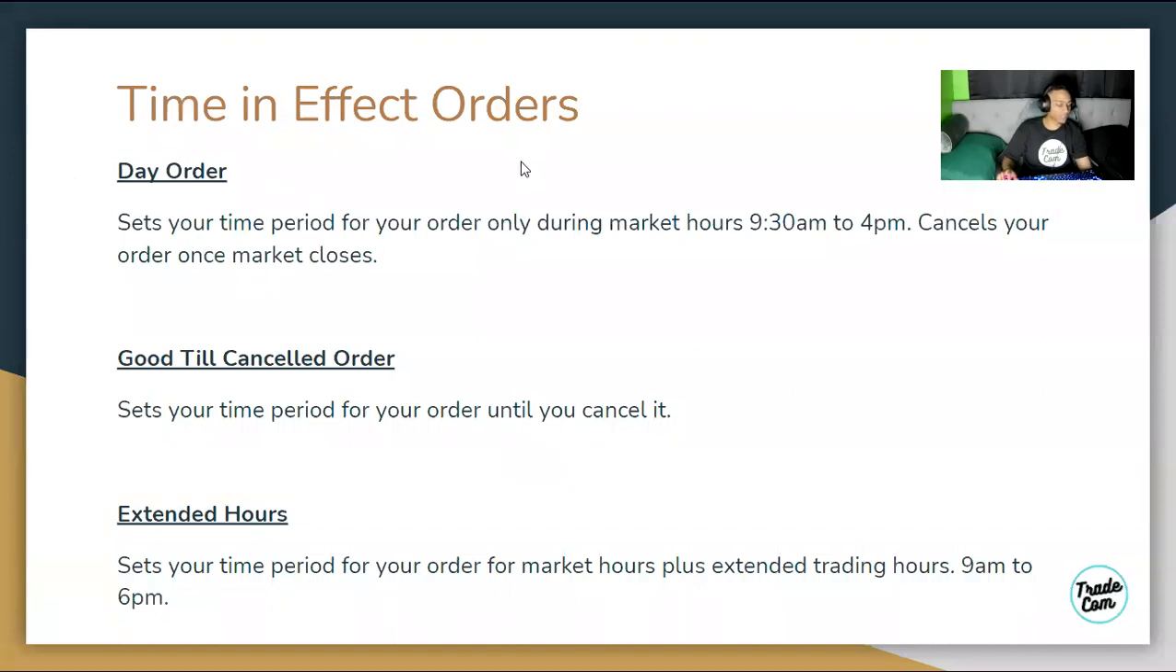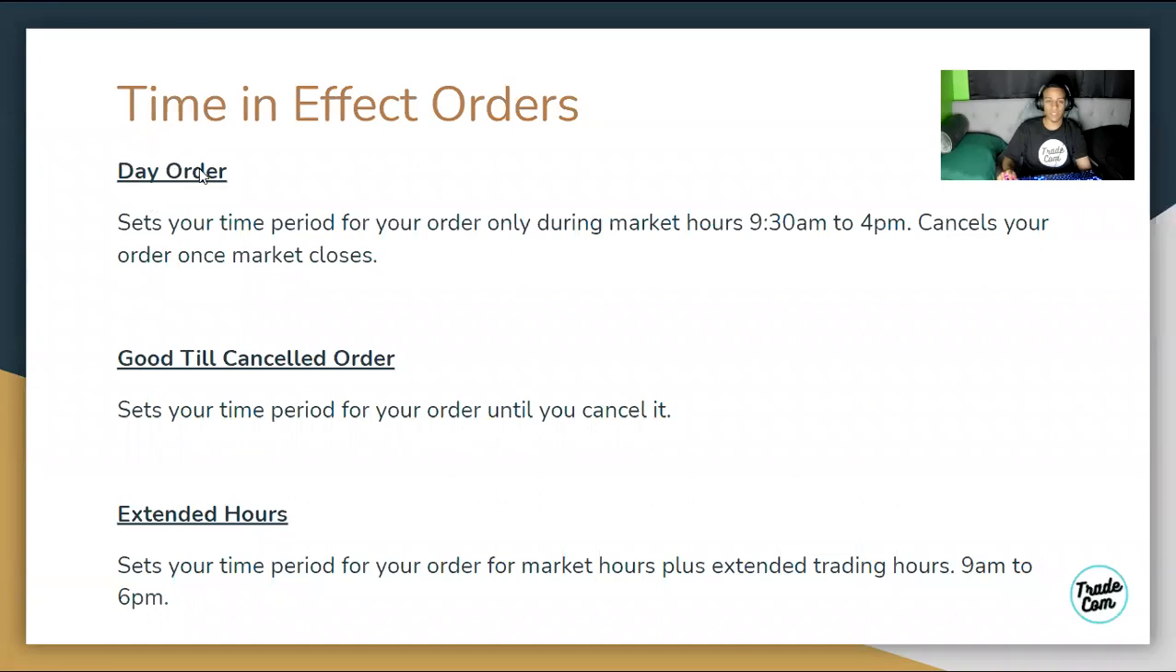Different times that you'll set your orders to execute. Some of them will be extended hours and stuff like that. So your day order is going to set your time period for your order to be only during the market hours, 9:30 to 4 p.m., and it cancels your order once the market closes. So if I set an order to buy 100 shares of Sundial and it's a day order, whenever you're setting your orders, it's going to ask you for what kind of time in effect you want.